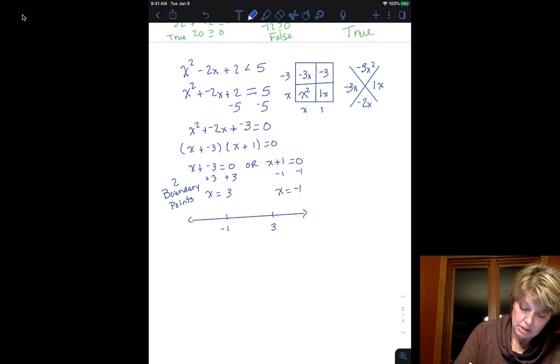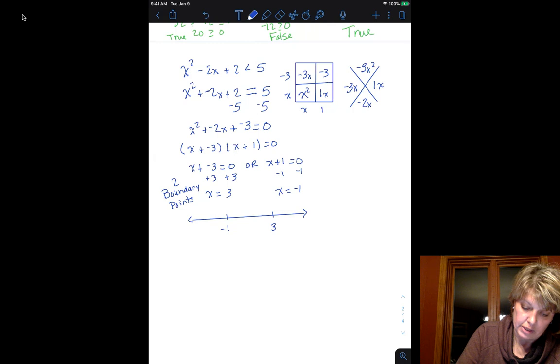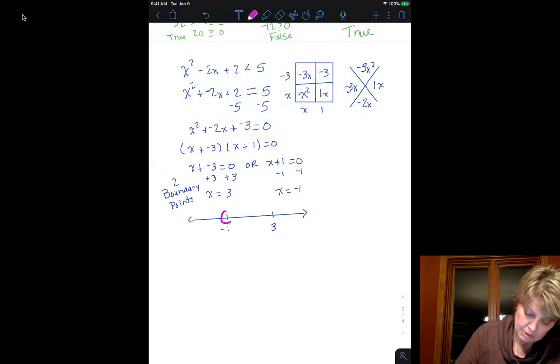And again, do they make the inequality true? We have to come back to our inequality. Do we want -1 and 3 that make the left side equal the right side? The answer is no. We don't want them because it is not equal to. So therefore, when I graph, I put open dots. I'm going to leave them open. I am not including them as part of my solution because this is less than, not less than or equal to.